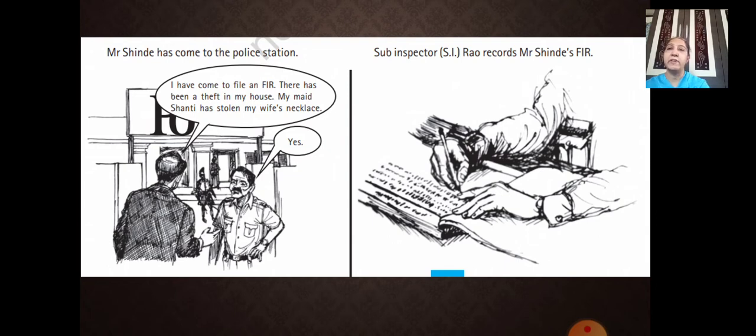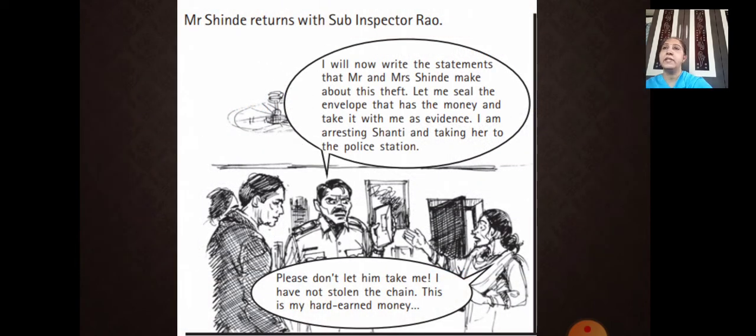Then Sub-Inspector Rao records Mr. Shinde's FIR. Then what happens next? Mr. Shinde returns with Sub-Inspector Rao. Okay. Then what does he say now?